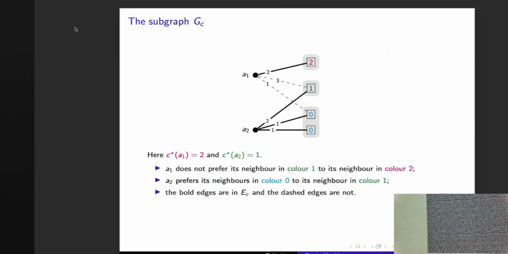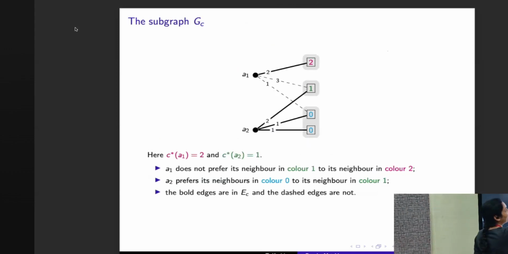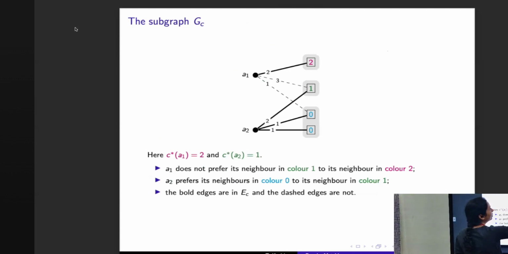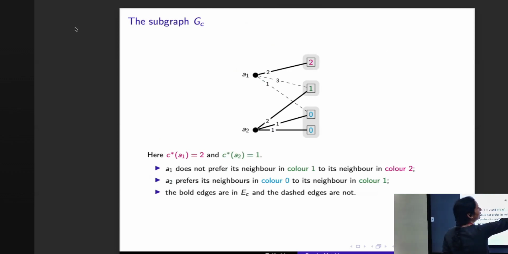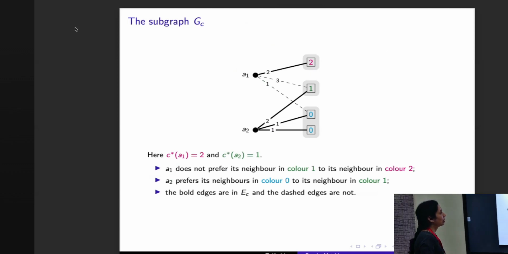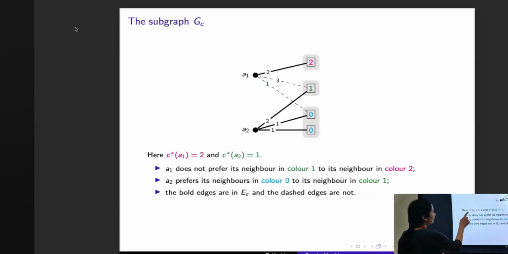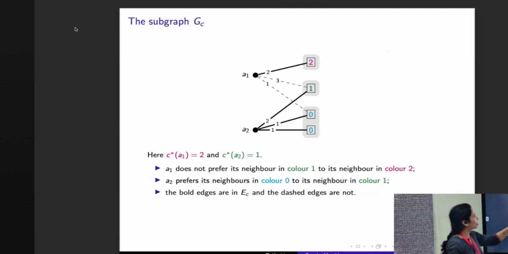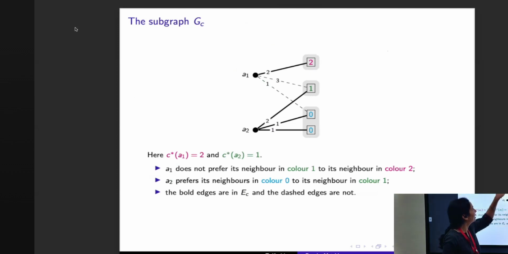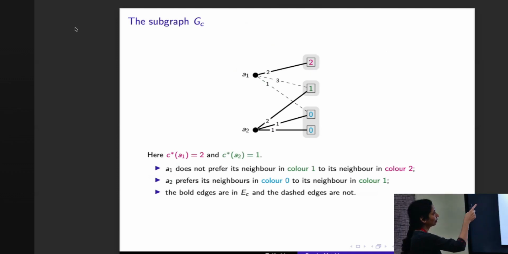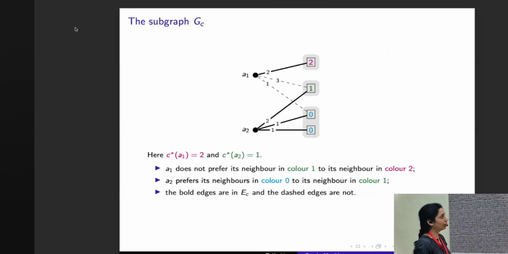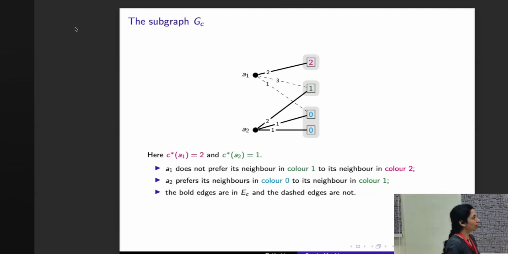Let us look at this agent A1. It has neighbors in 3 different colors: purple, green and blue. So the highest color is purple, color 2. So C star of A1 is 2. For A2, it has neighbors only in 2 colors and the highest color is 1. So for sure A1 has the bold edge to the top neighbor, which is in color 2.